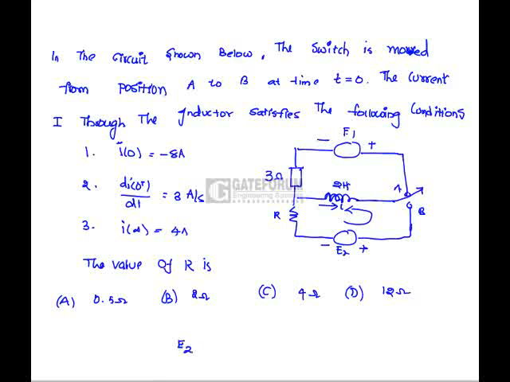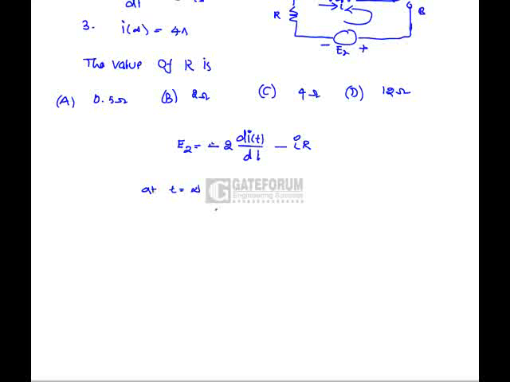Here E2 equals minus 2 di/dt minus IR. So at t equals infinity, E2 equals minus IR. I(infinity) is nothing but 4, so E2 is equal to minus 4R.